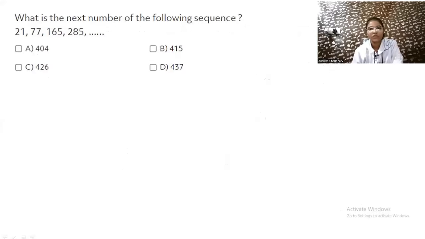It is from sequence. All right. So what is the next number of the following sequence? So the question is from number series. So let's find out the pattern. Okay. So 21. We can take it like it is 5 square minus 4, right? I'm just analyzing the pattern. So it will be 25 minus 4, so it is 21.